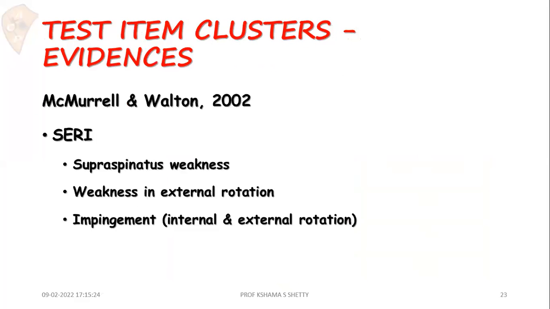As I told you, SIRI is supraspinatus weakness, that is, you go with the full can test to assess supraspinatus weakness; weakness of external rotation, that is your infraspinatus MMT; and impingement, as demonstrated, to check whether there is impingement of internal or external rotation. So these three SIRI components by McMurrells and Walton are one of the evidences which can be used as a cluster for rotator cuff tear.